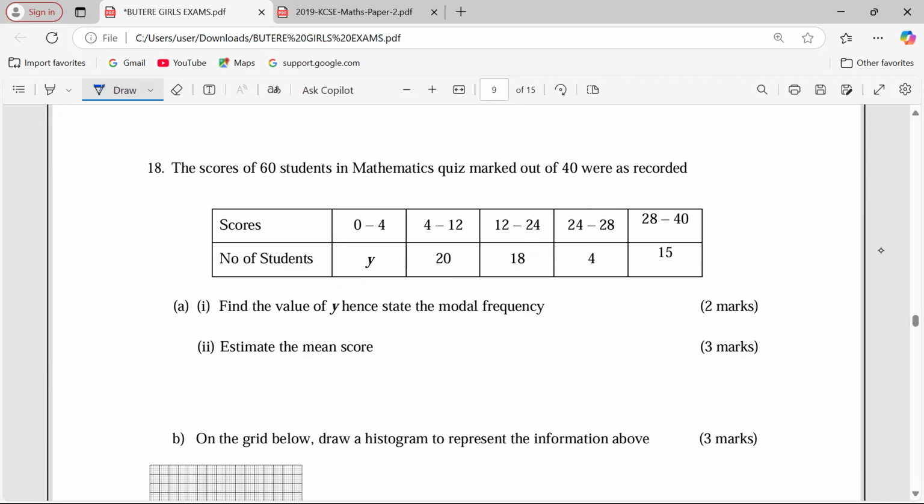Looking at number 18, we have a question here from statistics. The scores of 60 students in a mathematics quiz marked out of 40 were as recorded.